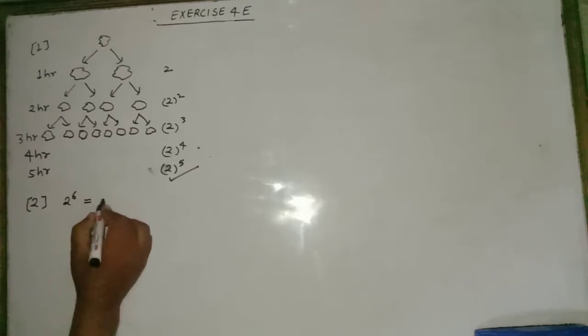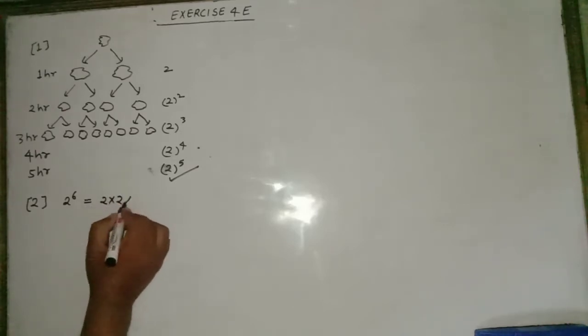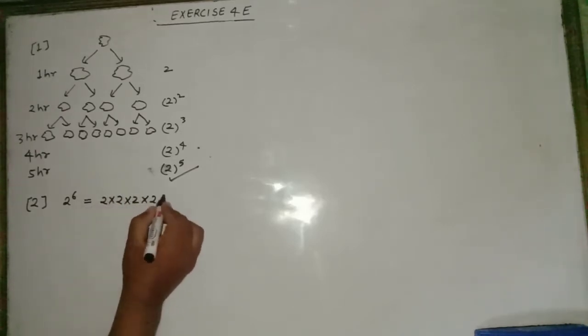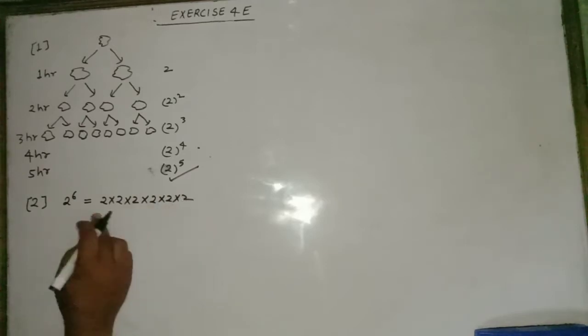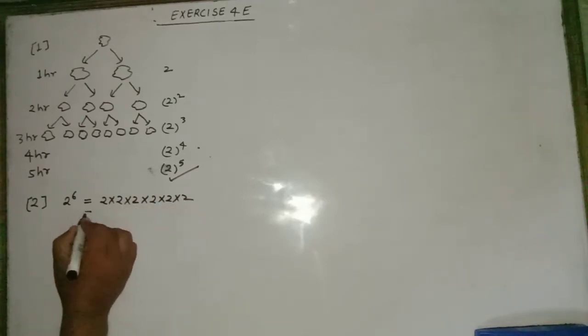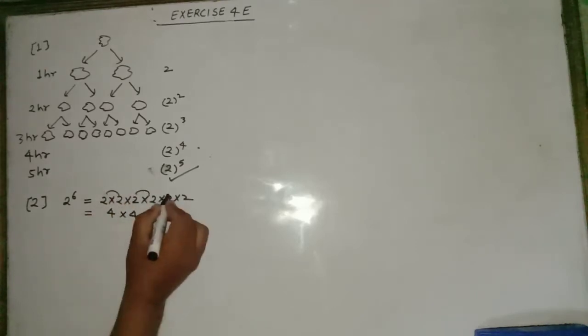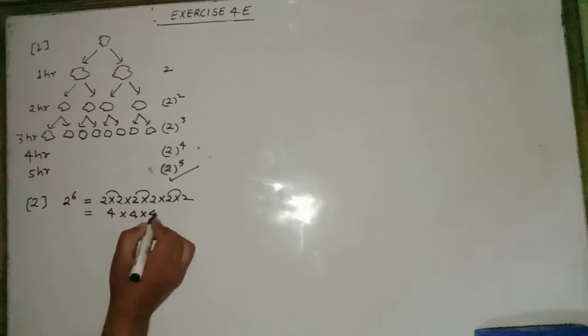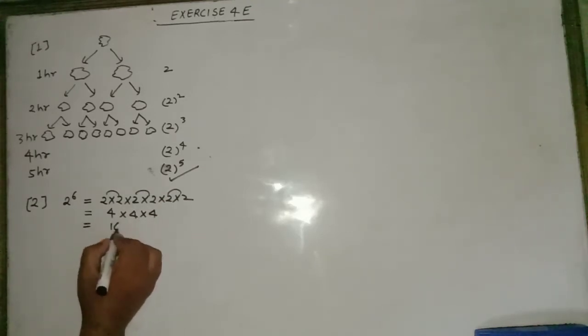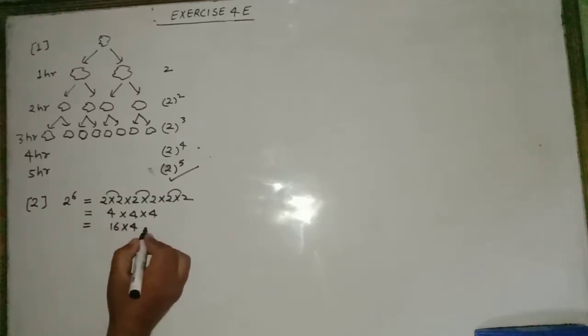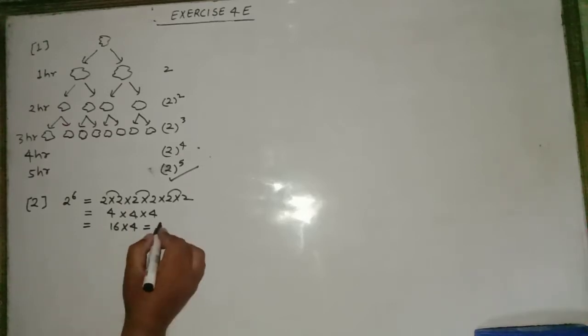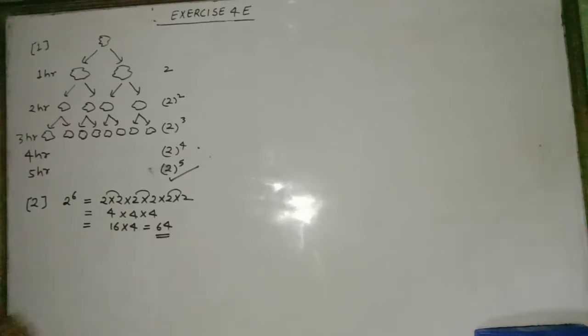So it will be equal to 2 into 2 into 2, 6 times: 1, 2, 3, 4, 5, 6. So 2 times 2 is 4, again these two 2s make 4, again these two 2s make 4. So it will be equal to 4 into 4 into 4, that is 16 into 4. So it will be equal to 64. So the answer will be 64.